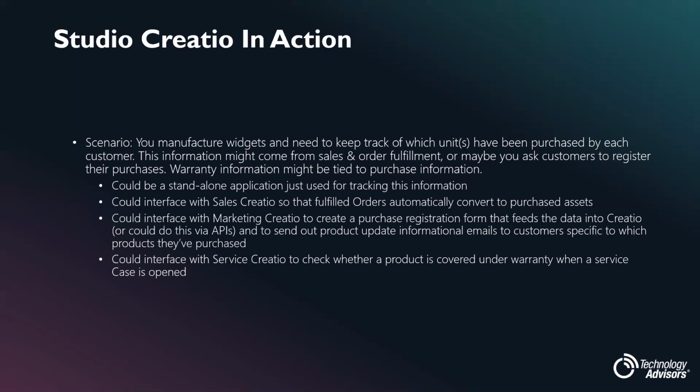So for example, if you've got people using Sales Creatio, maybe your fulfilled orders would automatically convert over to purchased assets that you're tracking in this widgets section that we're going to build. Or maybe you would interface with Marketing Creatio so that you have a purchase registration form on your website that feeds that data into Creatio. Or you could do that integration with APIs. And maybe you want to send out product update informational emails that are specific to which product someone's purchased. So you want to track that product purchase information.